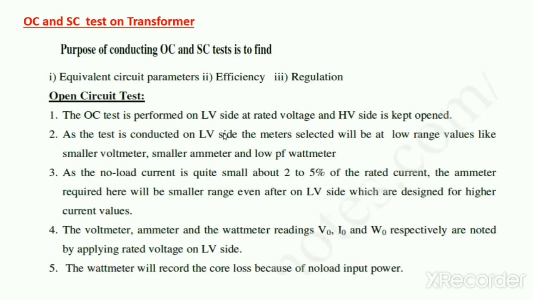As the test is conducted on the LV side, the meters selected will be of low range values. Why? Because all the equipment will be connected on the LV side. That is the main reason for using low range meters, that is a smaller voltmeter, smaller ammeter, and a low power factor wattmeter.